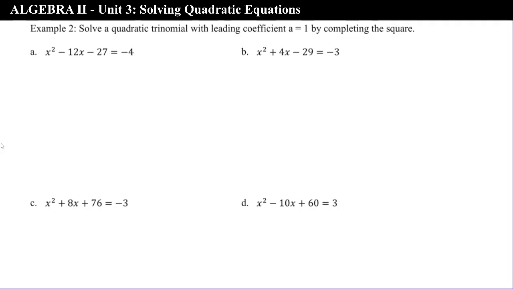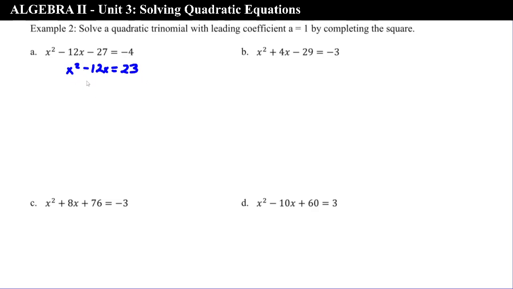So these procedures work when your leading coefficient is 1. I should mention that. So you'll notice that we don't have a number in front of any of these x squared terms in these examples. But you'll also notice these are not perfect squares because, first of all, 27 is not a perfect square, so right there alone is not a perfect square trinomial. But we can make a perfect square trinomial. So first thing we're going to do is get that negative 27 over to the other side by adding it. So we got x squared minus 12x equals, when we add 27 to negative 4, we get 23.